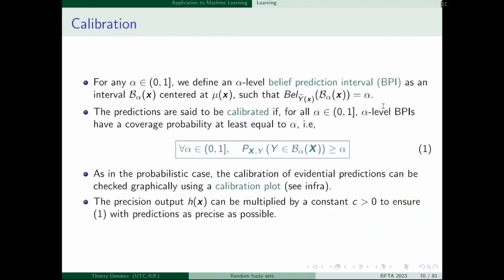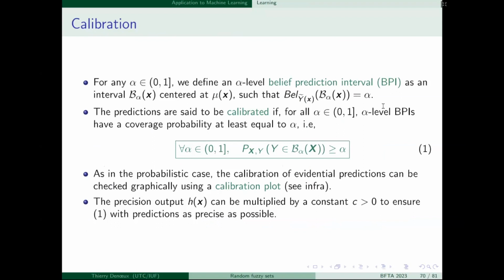Okay, I'll try to finish fast. Now we need some notion of calibration. The idea in probability, when you give a probabilistic forecast, is that if the predicted probability of some interval is, for example, 90%, then in 90% of cases, an interval that you claim contains the true value of the response with probability 90% should actually contain it. You want this to be true about 90% of the time.